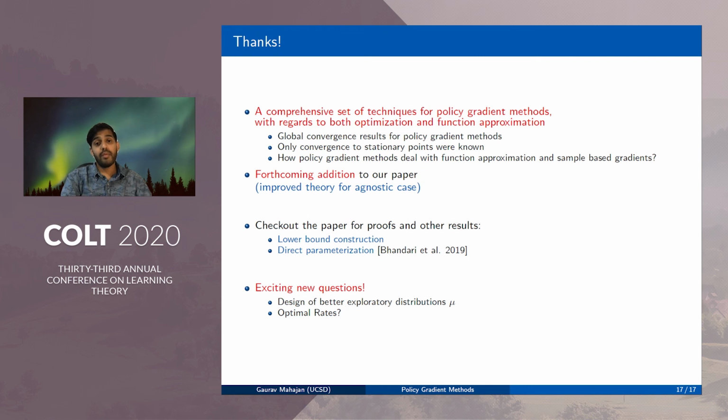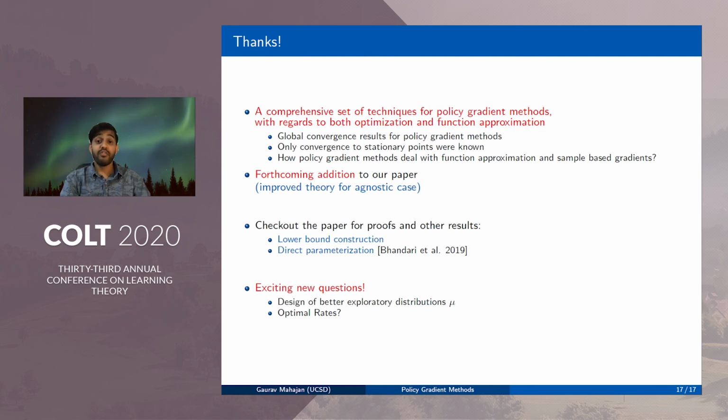In summary, our paper provides a comprehensive set of techniques for policy gradient methods with regard to both optimization and function approximation. We show global convergence results for policy gradient methods, whereas earlier work only showed convergence to stationary points. We then show how policy gradient methods deal with function approximation and sample-based gradients. We have a forthcoming addition to our paper with improved theory for the non-realizable case.